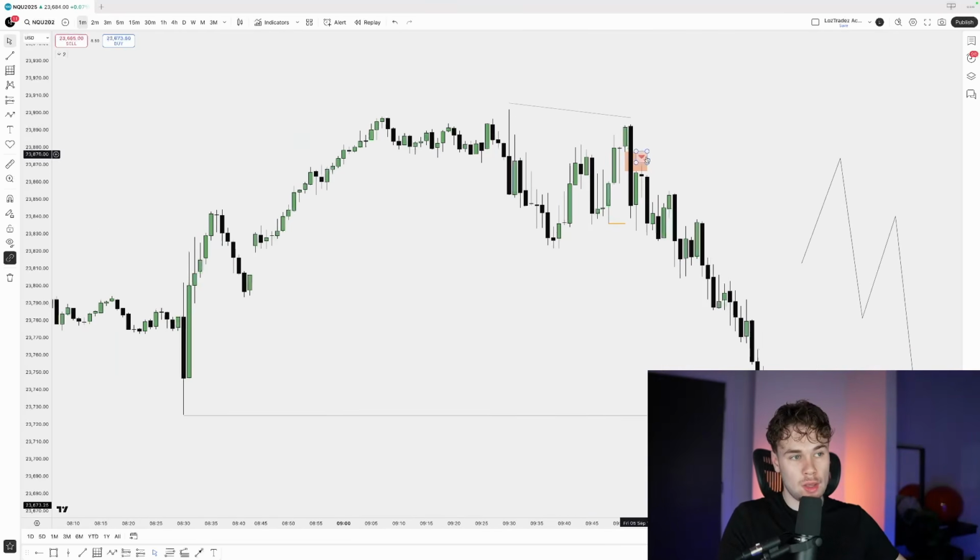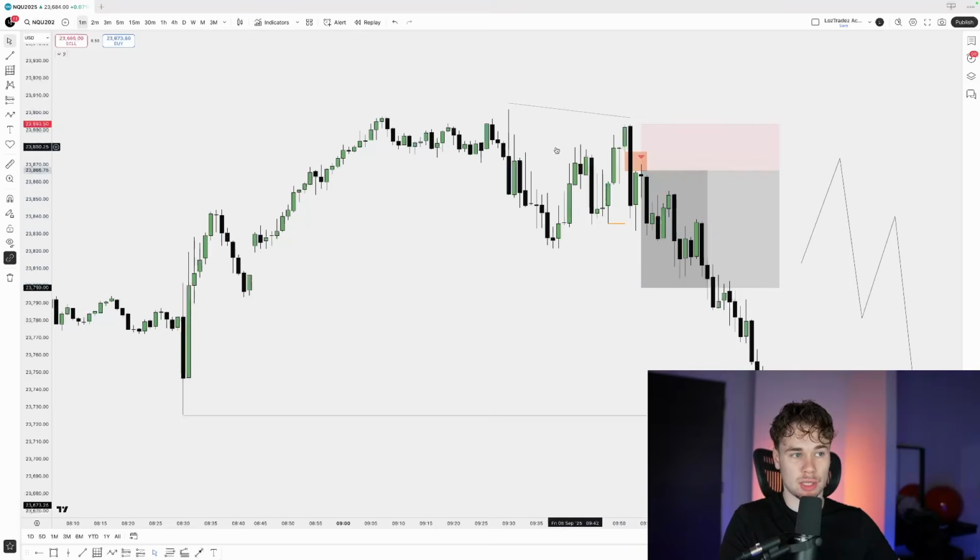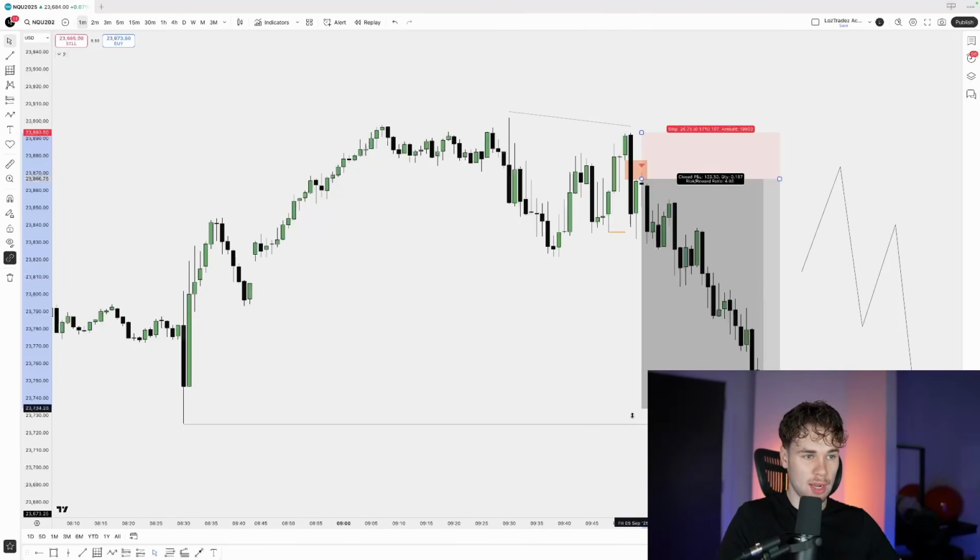Now, I got in on that fair value gap there, and I had a really tight stop loss because, again, why did I have a tight stop loss? A lot of gems today, because this is a balanced price range. So if we are to go bearish, it should not come back up here. That's why I can have a tight stop loss. And I aimed just below the lows because I needed a 1 to 5.5, I think, to pass the account.